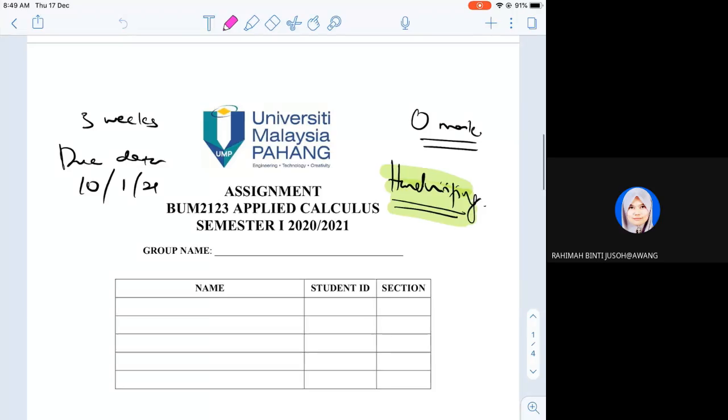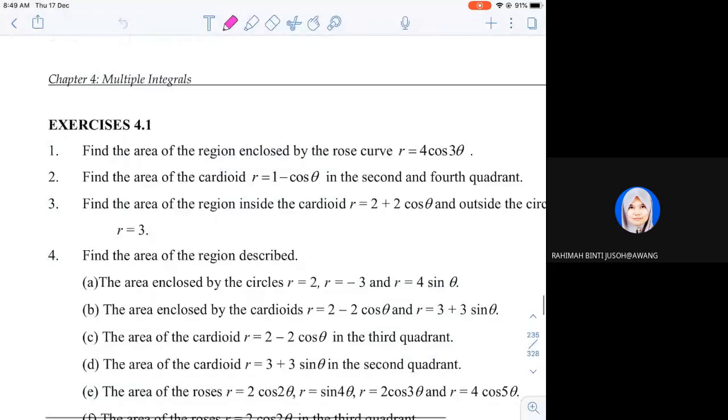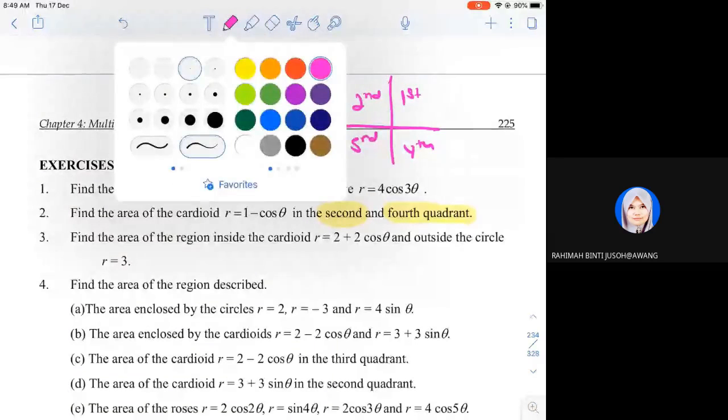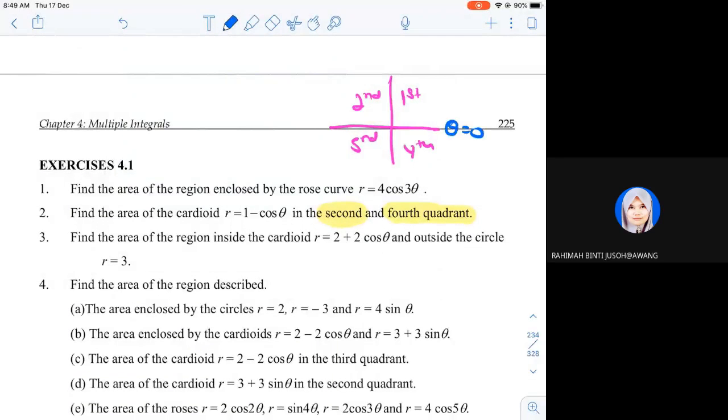All right. Sorry. So next question. I believe that question number 2 is much easier because it already states the quadrants, second and fourth quadrant. As we know, the quadrants should be like this: first, second, third, and fourth quadrant. And then you have to take note, the angle here should be 0, up here should be pi over 2, theta equals pi, theta equals 3 pi over 2. So we just consider the angle accordingly, according to the axis.